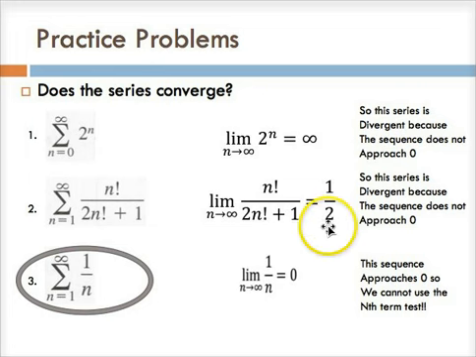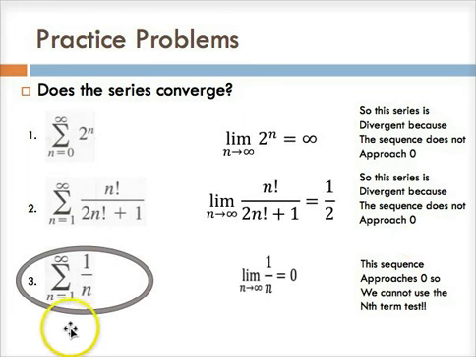So since the limit is 1/2 and not 0, we can say that this series is divergent. Therefore, the sequence does not approach 0, so the series is divergent.